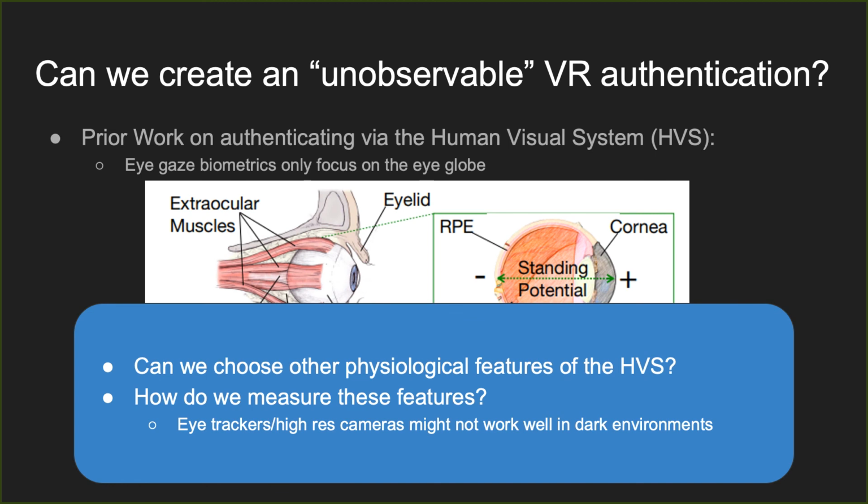So the observation behind this paper is they want to find other physiological features of the human visual system, and they also want to establish a method of measuring these features. The problem is that even if we want to measure these features, we can't use something like eye trackers or high-res cameras because they might not work well in these particular environments.